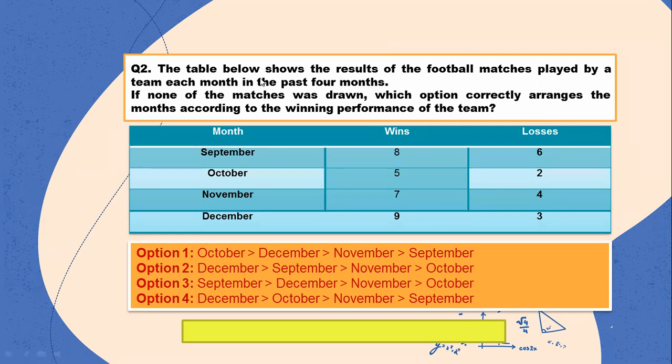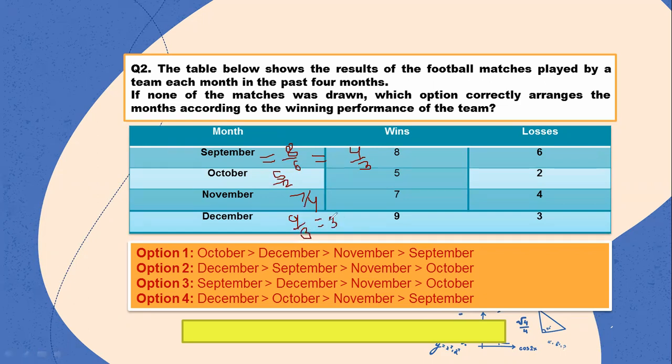So again, in this type of question, it is again comparing the ratio. Now we have to compare winning upon loss. So let us find the ratio in simplest form. Here, for September, it will become 8 upon 6, and if you write in simplest form, it becomes 4 upon 3. October becomes 5 upon 2. It is already in simplest form. In November, it is 7 upon 4. Again, it is in simplest form. And December, 9 by 3 means 3.